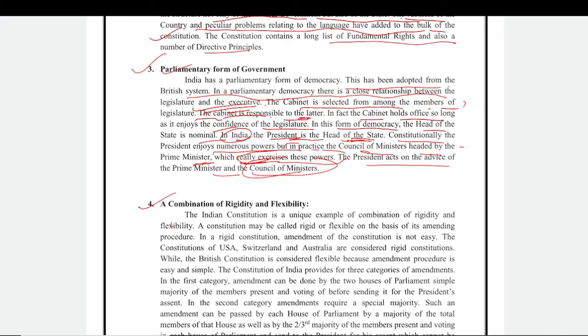Number 4, salient feature of the Indian Constitution: a combination of rigidity and flexibility. The Indian Constitution is a unique example of a combination of rigid and flexible. A constitution may be called rigid or flexible on the basis of the amending procedure. In a rigid constitution, amendment of the constitution is not easy. The constitutions of the USA, Switzerland and Australia are considered rigid, while the British constitution is considered flexible because the amendment procedure is easy and simple.